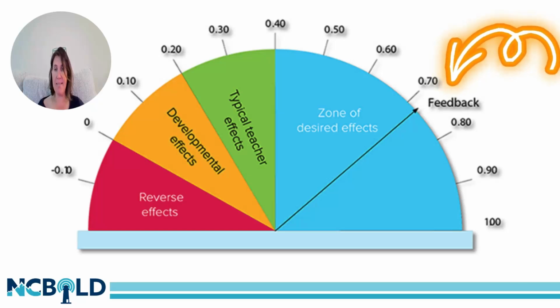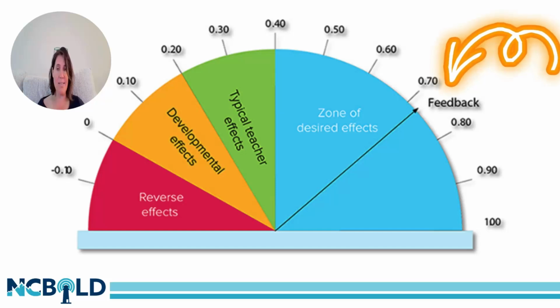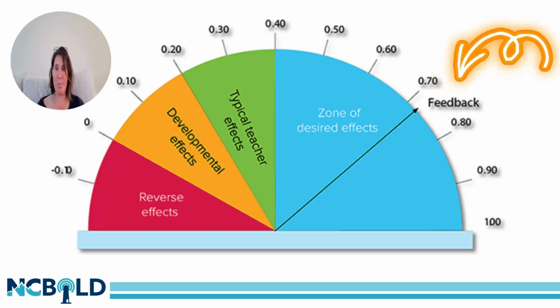John Hattie has done some research on classroom strategies that are in this zone of desired effects, and feedback is actually right above 0.70, which is quite a bit of growth that we can provide for students. The typical effects are those 0.2 to 0.4 effects, but if we can get here with our feedback, we can actually help students grow even more than they would in a typical year. That's kind of an amazing thing that we could provide for students and also our coachees.